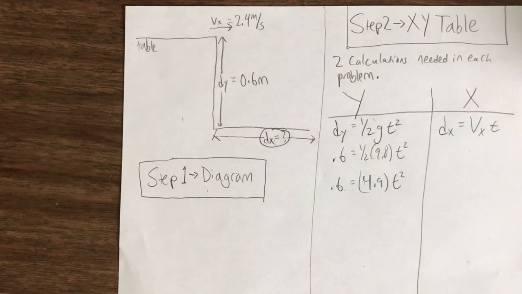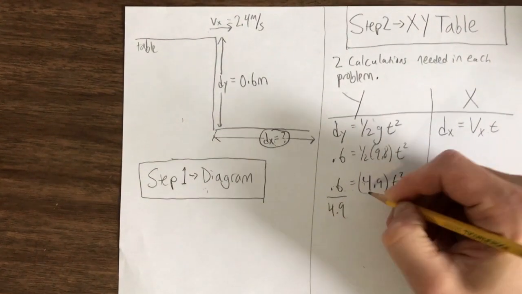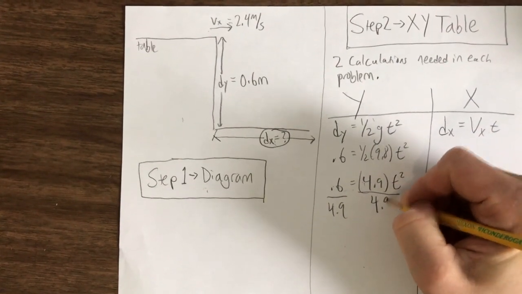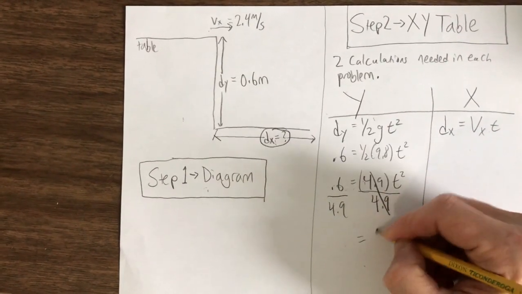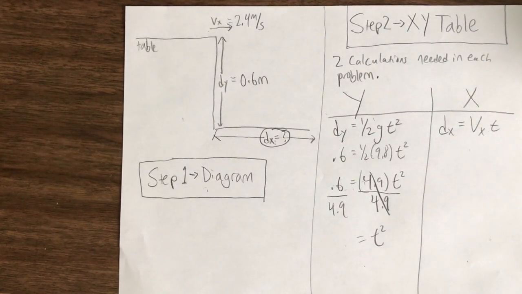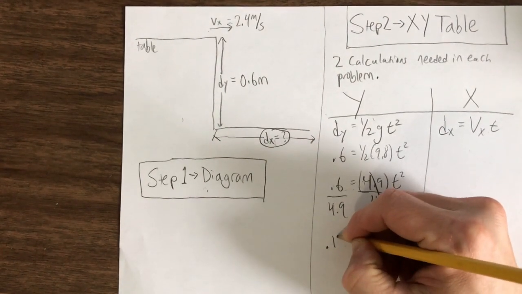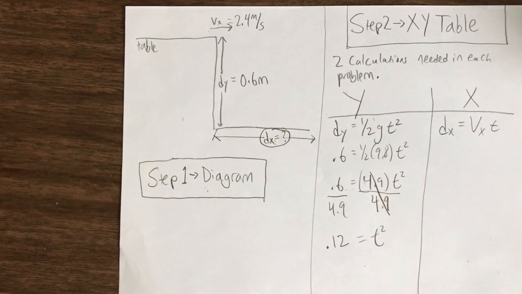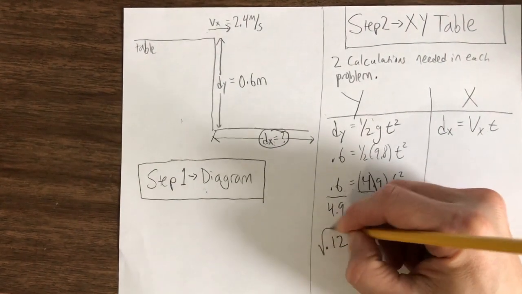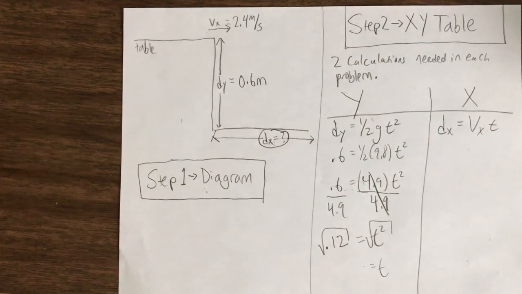All right, and then we got to get t squared all by itself, so we're going to take the 0.6 divided by 4.9 and cancel the 4.9 on the right side, and we'll have t squared all by itself on the right side. On the left side, we could do the math. 0.6 divided by 4.9 gets you 0.12. I'll round it there. And the last step, get rid of the squared, take the square root of both sides.